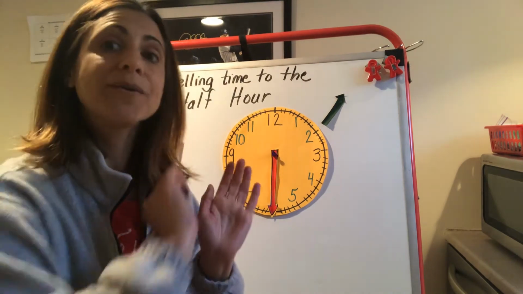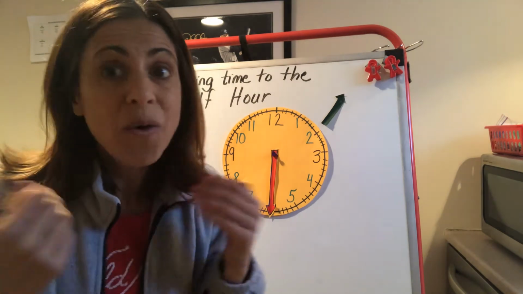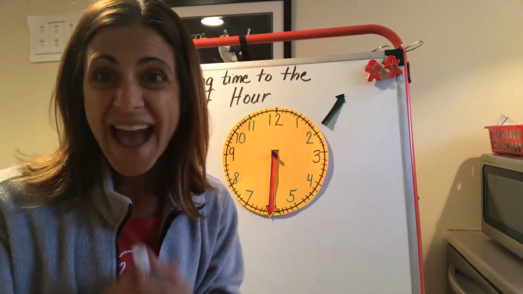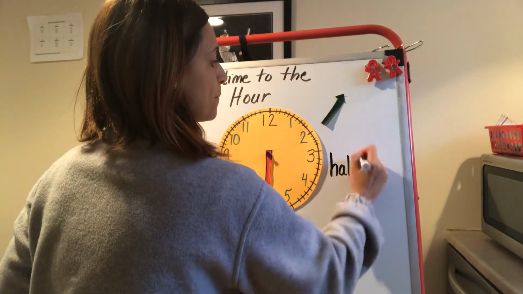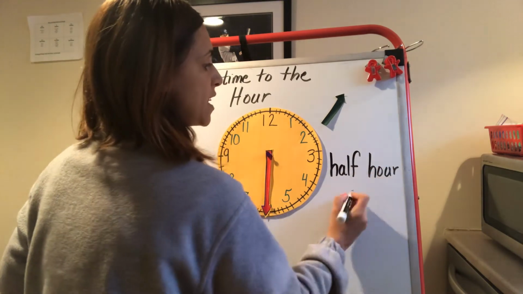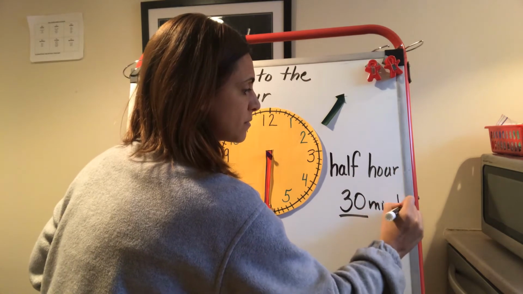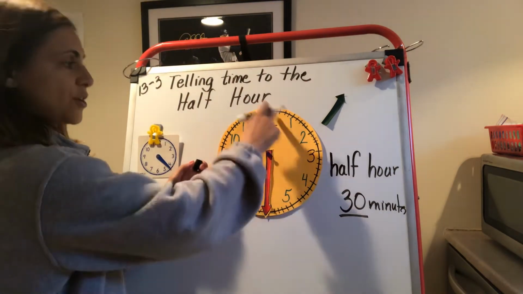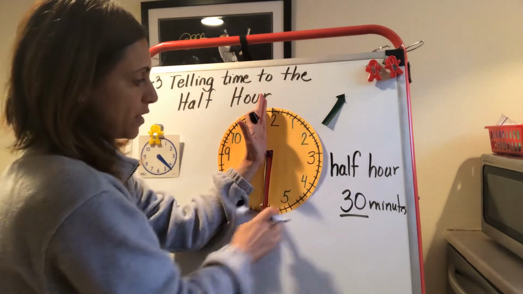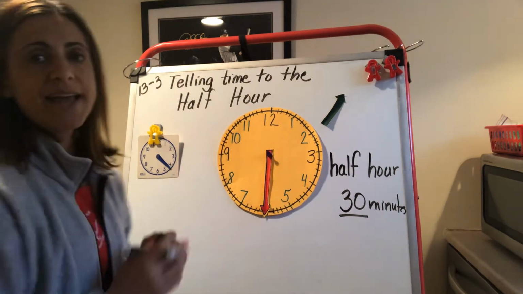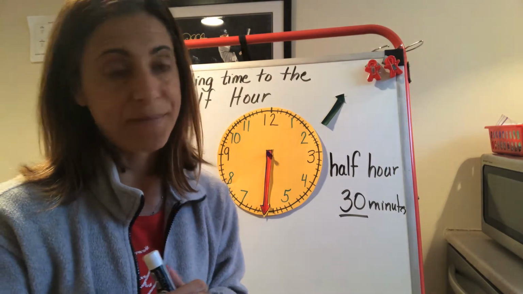If the minute hand only goes halfway from the 12 to the 6, well, only half an hour went by. Half an hour means 30 minutes. So half hour equals 30 minutes. 30 plus 30 equals 60. If you divide that clock in half, 30 minutes on this side, 30 minutes on that side, it gives you 1 hour.